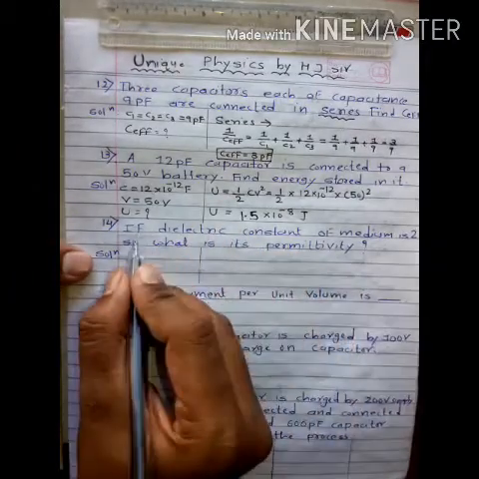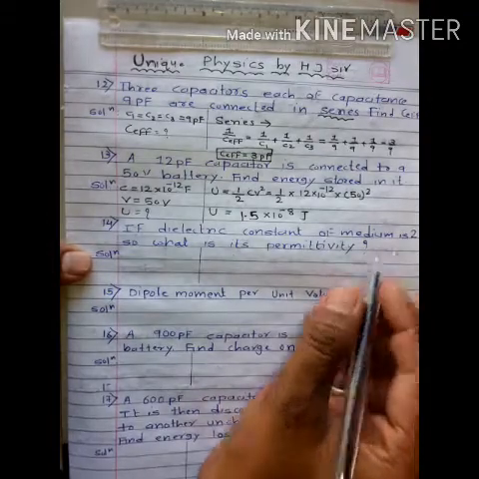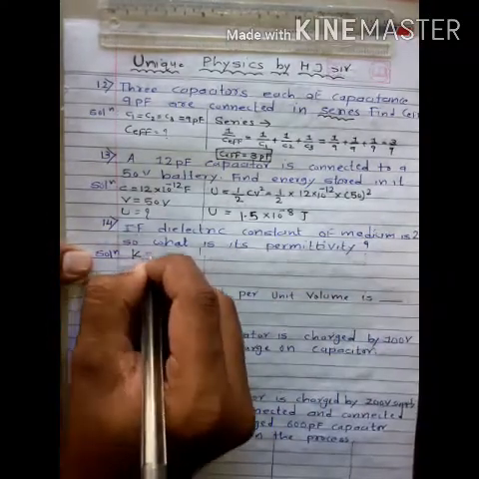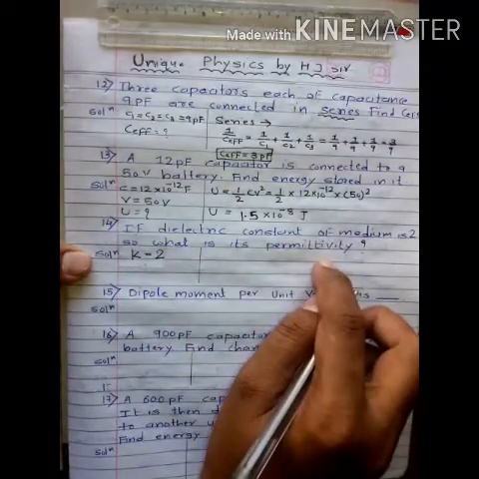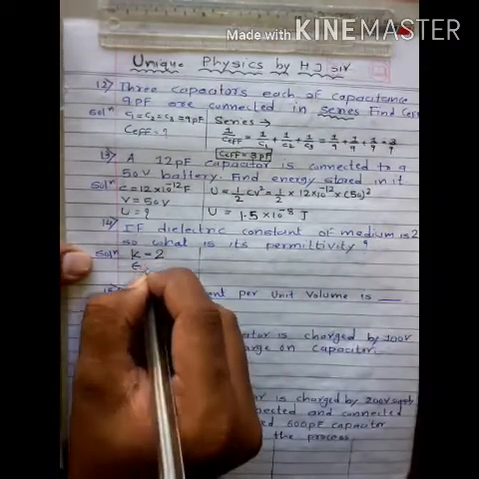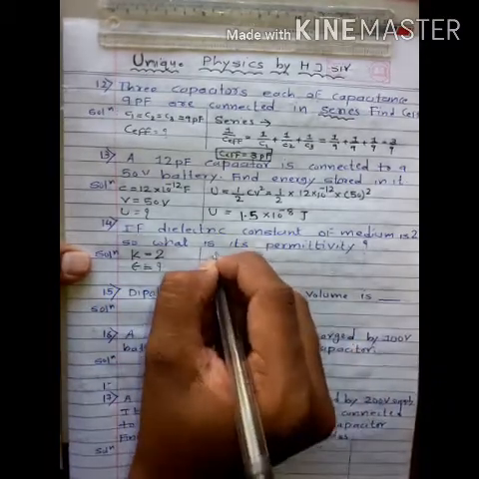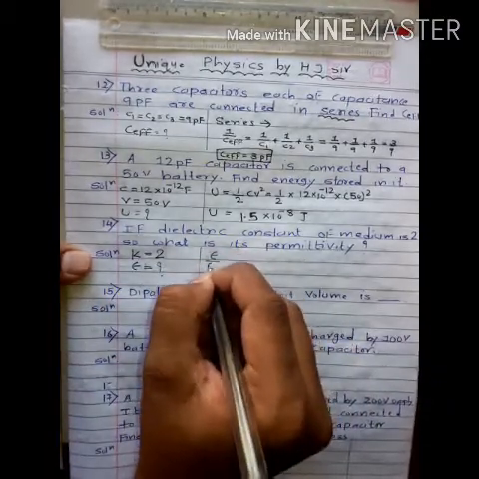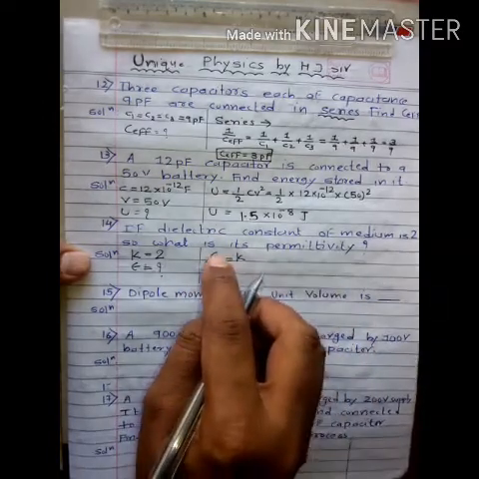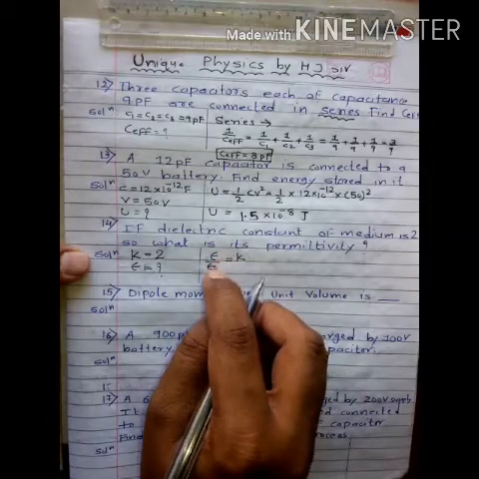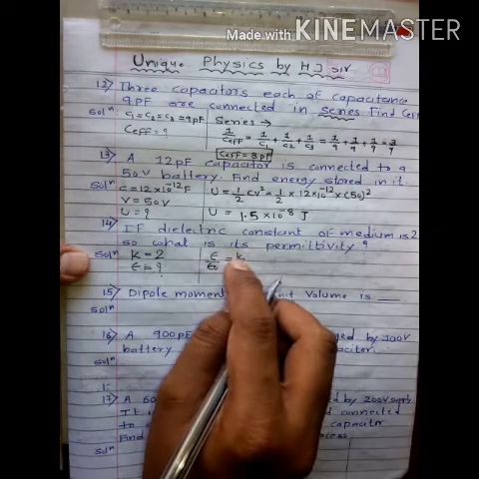Next MCQ, 14 number. If dielectric constant of medium is 2, dielectric constant means capital K, it is 2. So what is its permittivity? Permittivity of medium means epsilon. Now remember the standard equation, epsilon upon epsilon 0 is equals to K. Clear? Epsilon, permittivity of medium, divided by permittivity of free space. This is called K.